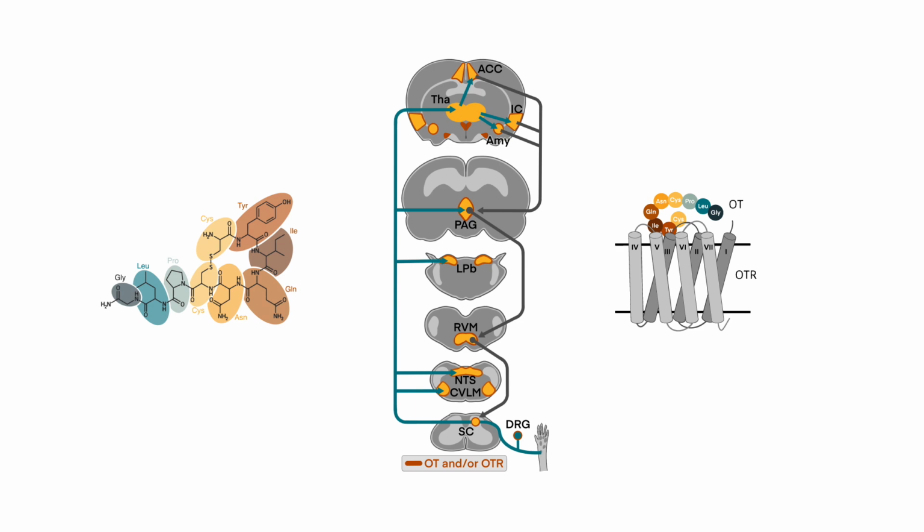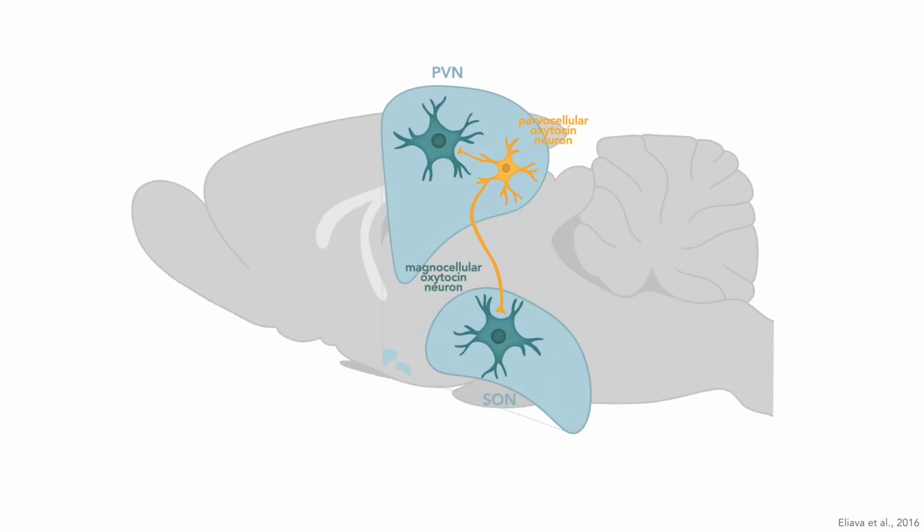Oxytocin innervation and oxytocin receptor expression are found in key regions of the ascending and descending pain pathways, including the spinal cord, the periaqueductal gray, and the amygdala. By acting on these areas, oxytocin can dampen nociceptive processes at multiple levels. Interestingly, rodent studies suggest that there is a dedicated circuit for this, orchestrated by a small group of parvocellular oxytocin neurons that project onto the magnocellular neurons and help regulate their activity. Very similar to the processing of social touch that was shown earlier.